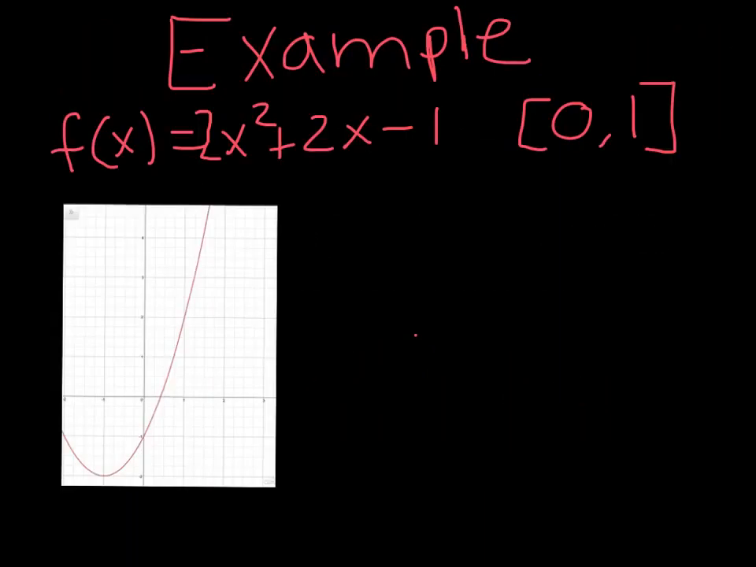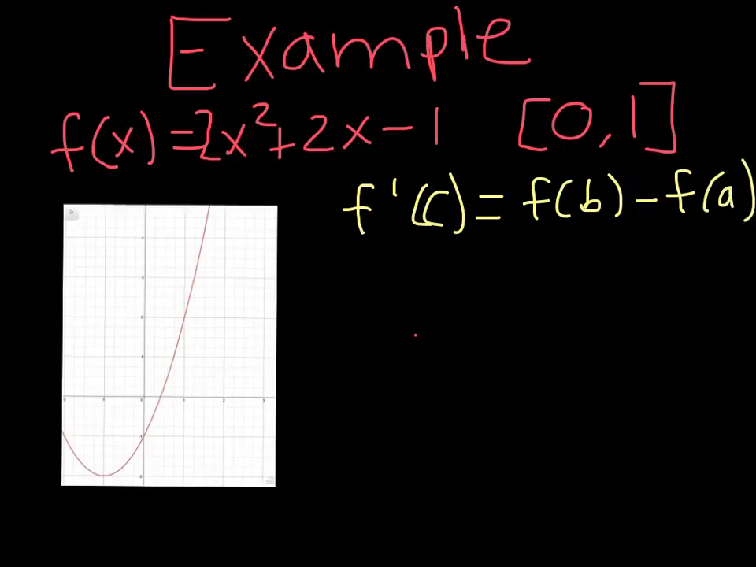So we are going to utilize the mean value theorem, which we just learned. Our function is f of x equals 2x squared plus 2x minus 1 on the interval of 0 to 1. So our mean value theorem, if we remember, is f prime of c equals f of b minus f of a all over b minus a. In this case, f prime of c would be the derivative of our function. Instead of having an x, we replace it with a c. So we have 4c plus 2.